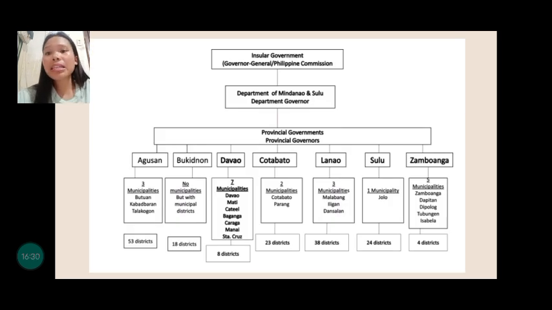So here is the administrative structure of the department. Insular government, Department of Mindanao and Sulu, provincial governments: we have Agusan, Bukidnon, Davao, Cotabato, Lanao, Sulu, and Zamboanga. There are many districts here: 53 districts, 18 districts, 8 districts, 23 districts, 38 districts, 24 districts, and so on and so forth.